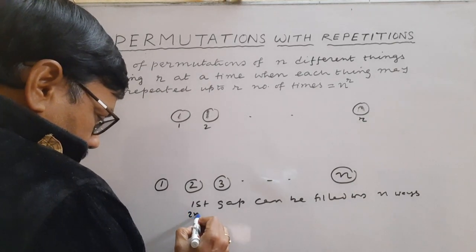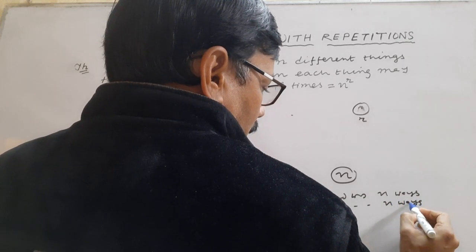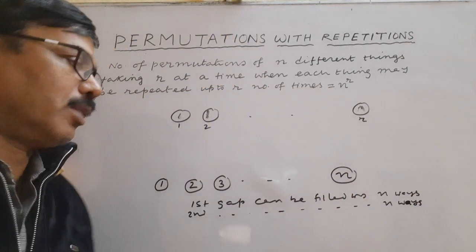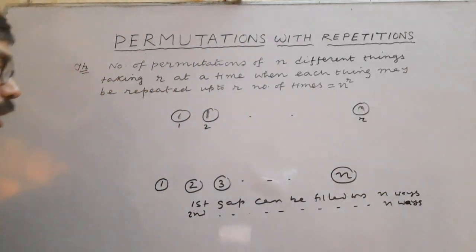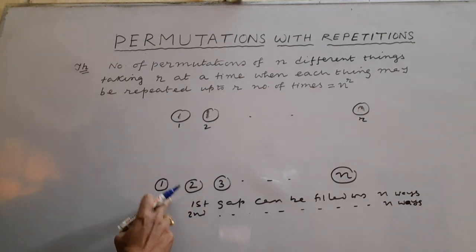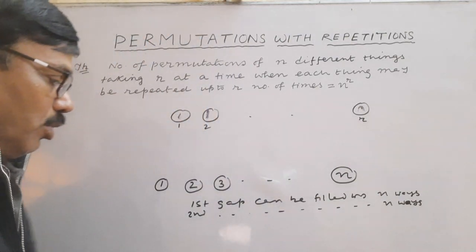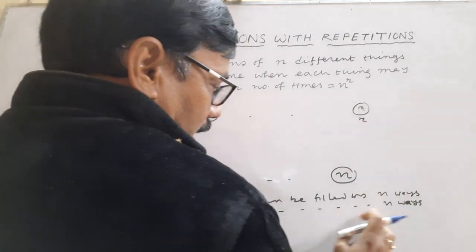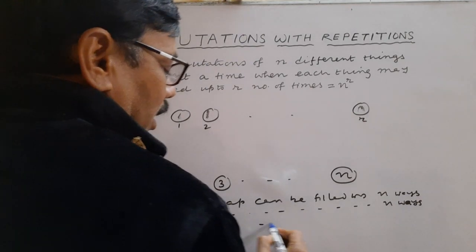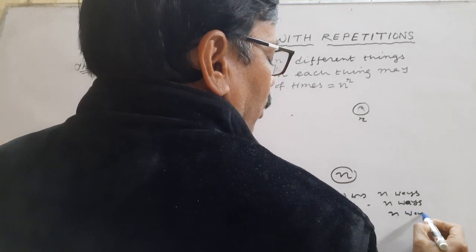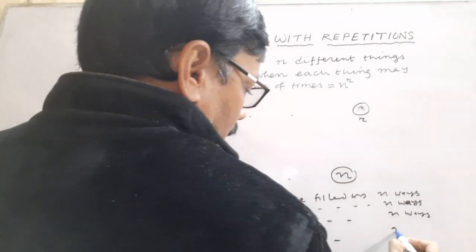Now the second gap can be filled in n ways. In case of without repetition, it was n minus 1. But here it is n, because we can use the thing already used for filling the first gap. So repetition is allowed. That is why the second gap can be filled in n ways. So the third gap can be filled in n ways. The rth gap can be filled in n ways.